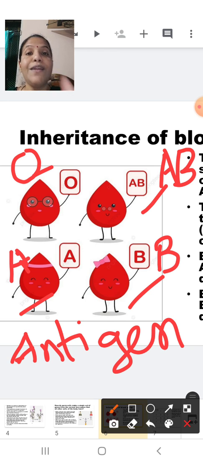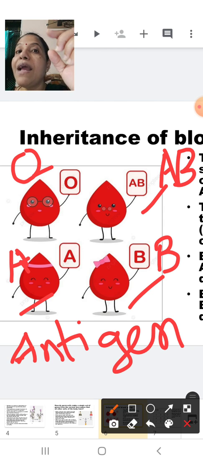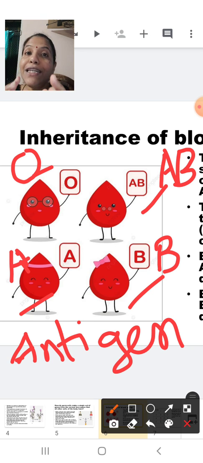So in this manner, we have got 4 blood groups: blood group A, blood group B, blood group AB and blood group O. And this classification of the blood groups into 4 different groups is dependent upon the presence of antigen. And what is this antigen? An antigen is a sugar. Okay, so let's do the reading part.